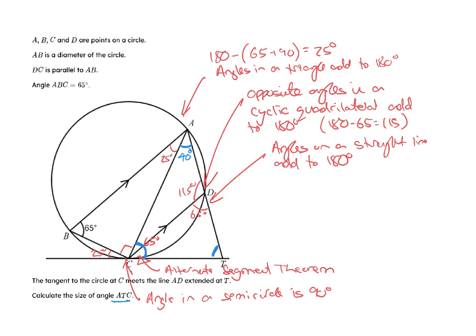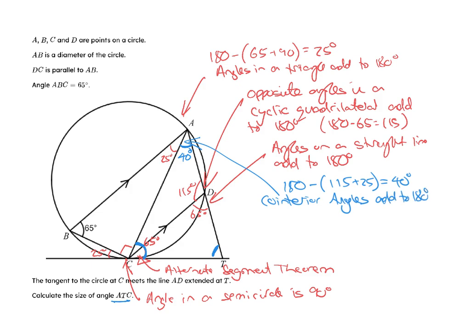So this is getting a little bit messy. Let's do a little arrow here. And I can go 180 minus 115 plus 25 equals 40 degrees. Co-interior angles add to 180 degrees. And now I have my triangle.